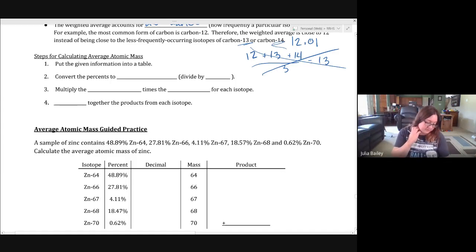Okay, there are some steps for calculating average atomic mass. You need to put the given information into a table and convert the percents to decimals. To do that, you divide by 100, hopefully you know this from middle school, but just in case you forgot. You're going to multiply that decimal that you just came up with times the mass for each isotope, and then you add together all of those products from each isotope.